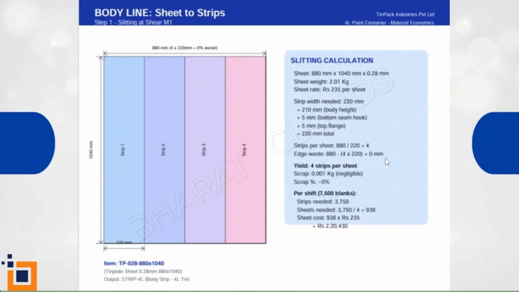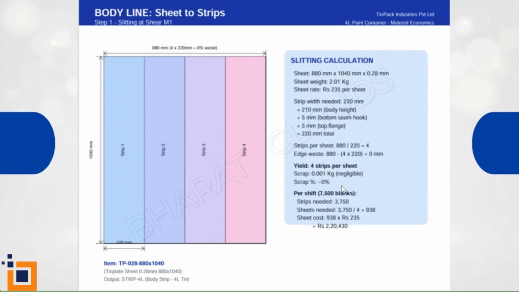You can see it in the diagram: 4 strips, perfectly tiled, no red scrap areas. The scrap at this operation is just 0.001 kilograms, essentially 0. The sheet dimension was chosen specifically for this container size. When your sheet size divides perfectly by your strip width, you eliminate slitting waste entirely.